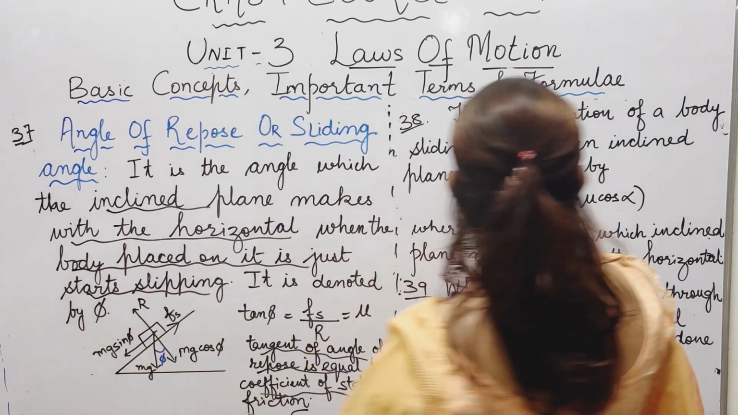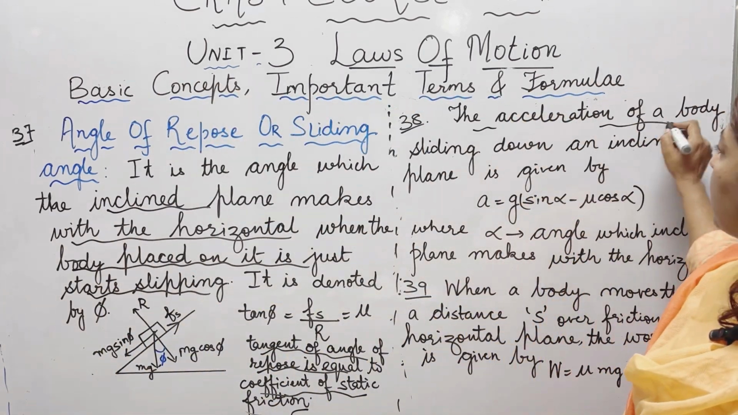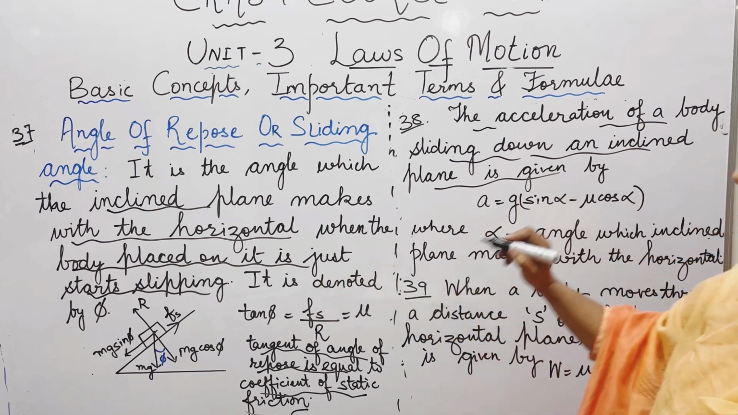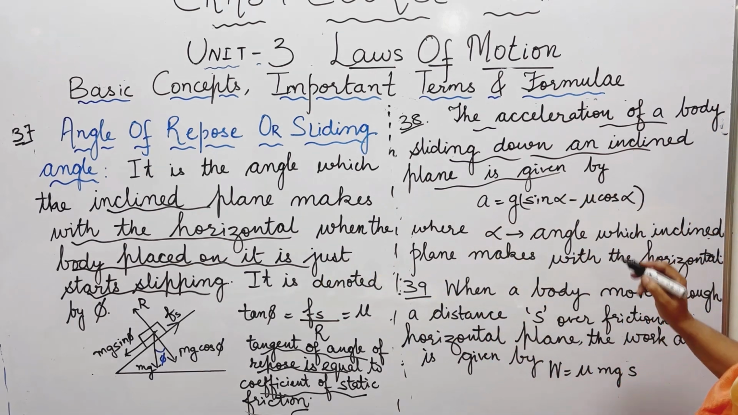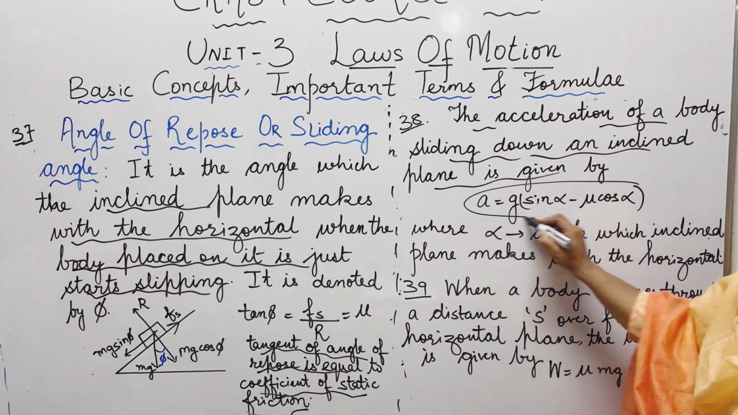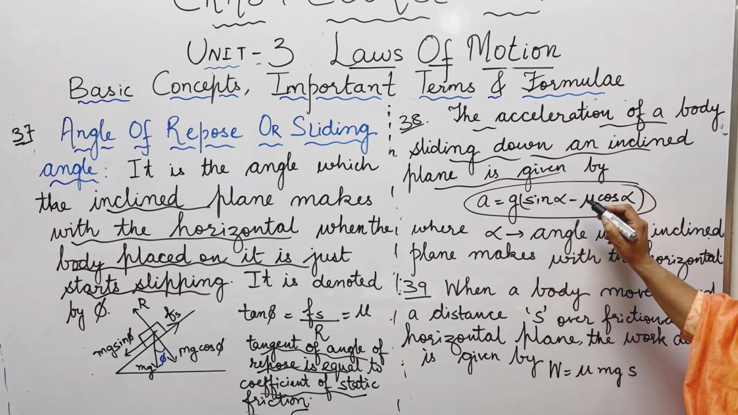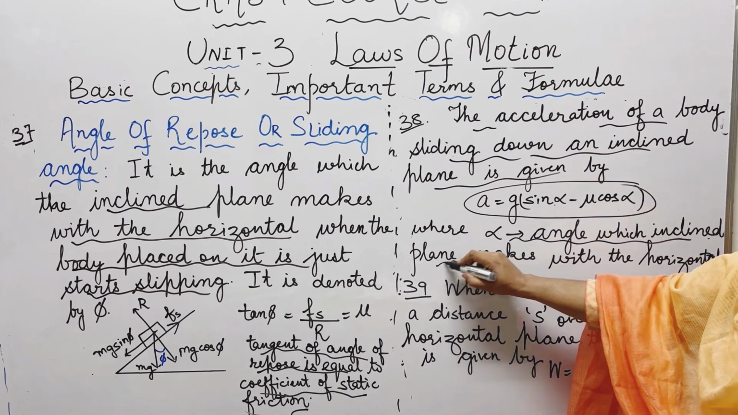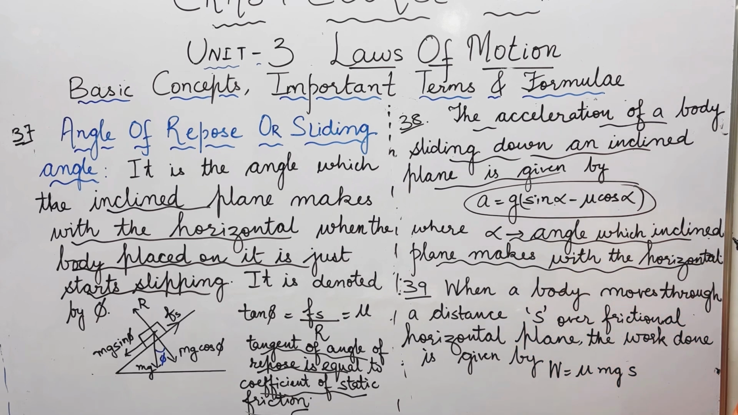The next is the acceleration of a body sliding down an inclined plane. With what acceleration is it moving? This is given by a equal to g (sin alpha minus mu cos alpha), where alpha is the angle which the inclined plane makes with the horizontal.